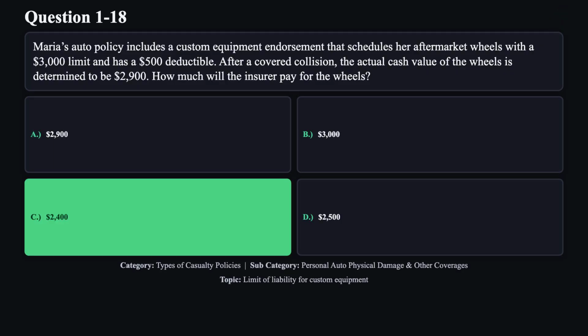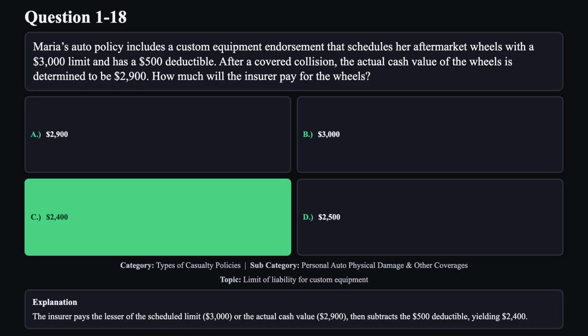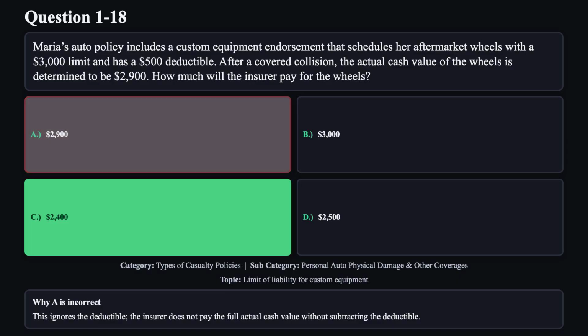The correct answer is C. The insurer pays the lesser of the scheduled limit, $3,000, or the actual cash value, $2,900, then subtracts the $500 deductible, yielding $2,400. Reason A is not correct. This ignores the deductible. The insurer does not pay the full actual cash value without subtracting the deductible.